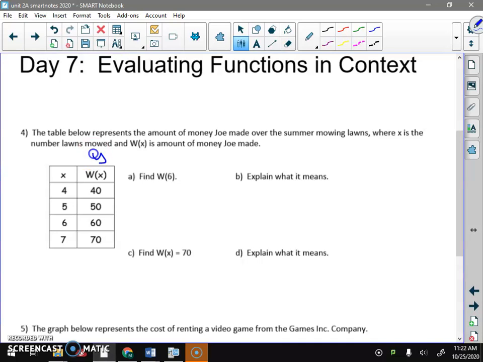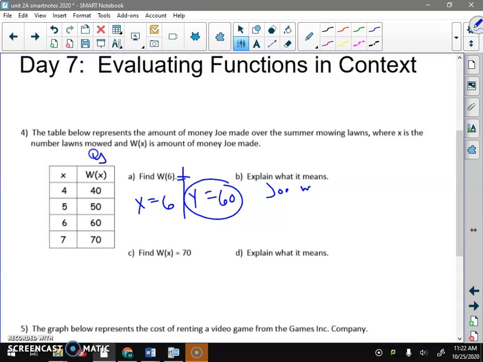Give me an example. Well, if I mowed 5 lawns, I'd make 50 bucks. If I mowed 4 lawns, I'd make 40 bucks. So find W of 6. I know what you are thinking. You're way ahead of me. X equals, Y equals. X is 6. Y equals, of course, 60. Now we need to explain it in context.